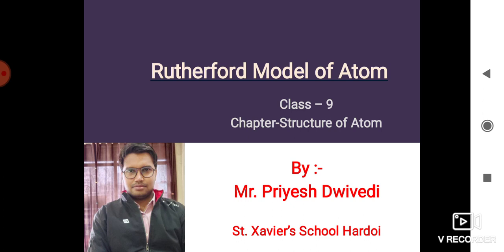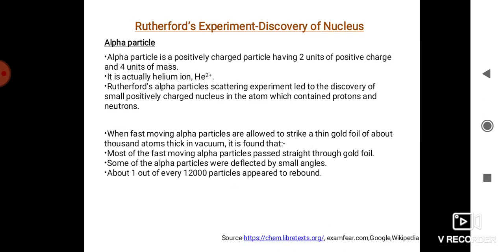So in the Rutherford model of atom, we will discuss what the experiment of Rutherford was, what the conclusions were, and how he reached those conclusions. So let's start the Rutherford model of atom. Rutherford's experiment means the discovery of the nucleus. The experiment of Rutherford finally resulted in the discovery of the nucleus.